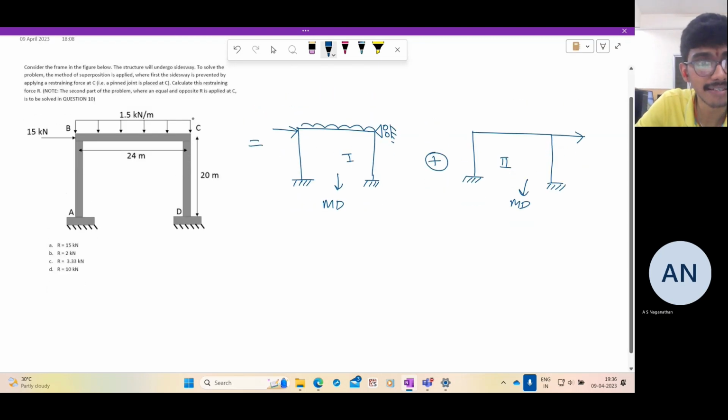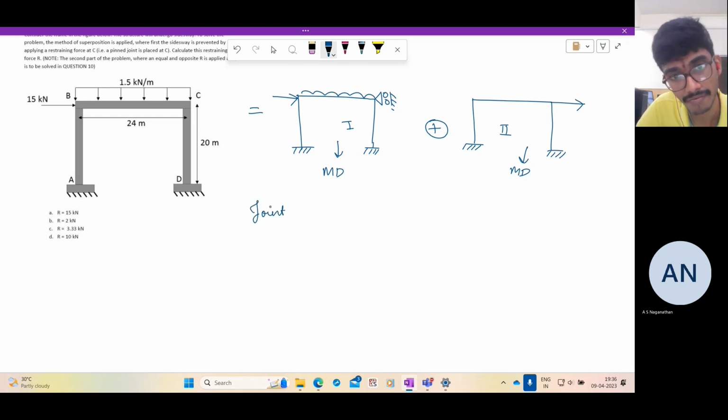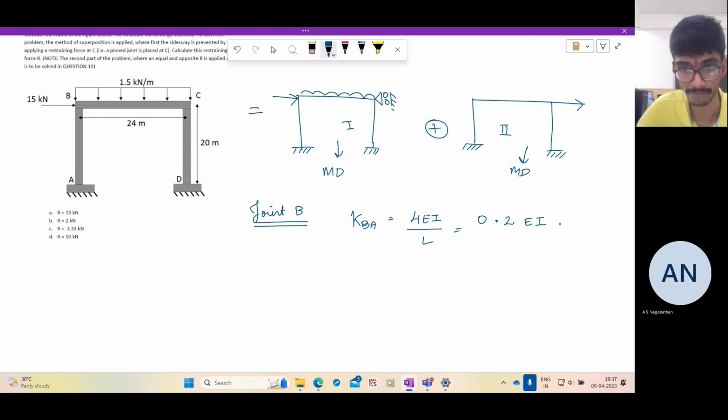Now, as usual, the first step is to determine the distribution factors. Let us consider joint B. The far end is fixed for the span BA. So KBA is 4EI by L. L is 20 meters. 4 by 20 is 1 by 5, so it is 0.2 EI.